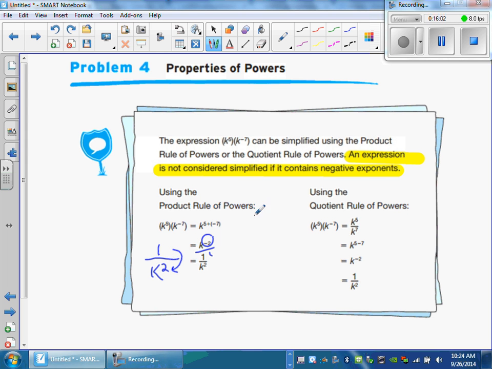The other way to do it is to set it up into a quotient problem right away. The negative can be moved to the bottom, so they put this k to the negative 7 down on the bottom so that it became positive. And then when you are dividing bases, you know that you can subtract them. 5 minus 7 becomes negative 2. And again, because that exponent is negative, it's not yet considered simplified. And you can move it to the opposite side of the fraction bar. That means it has to go down to the bottom, the negative sign will go away, and then it can be put under 1.